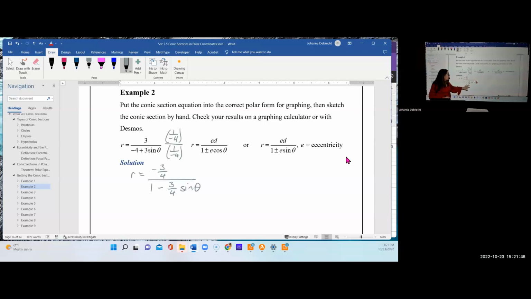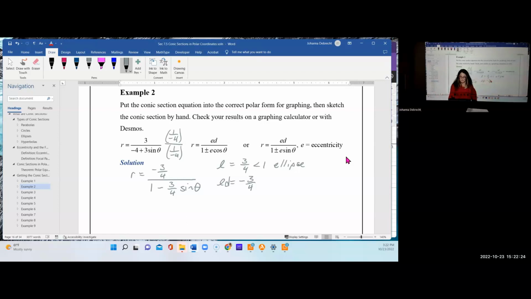Now, when I look at it, I take the absolute value of the coefficient of the trig function, and that's going to represent the eccentricity. So my eccentricity is equal to 3/4. Because that's less than 1, I know I have an ellipse. All right? Then I take the numerator, which is eccentricity times the focal parameter, the distance from the focus point to the directrix line, and I set that equal to what I have on top. So I have eccentricity times d equal to negative 3/4.